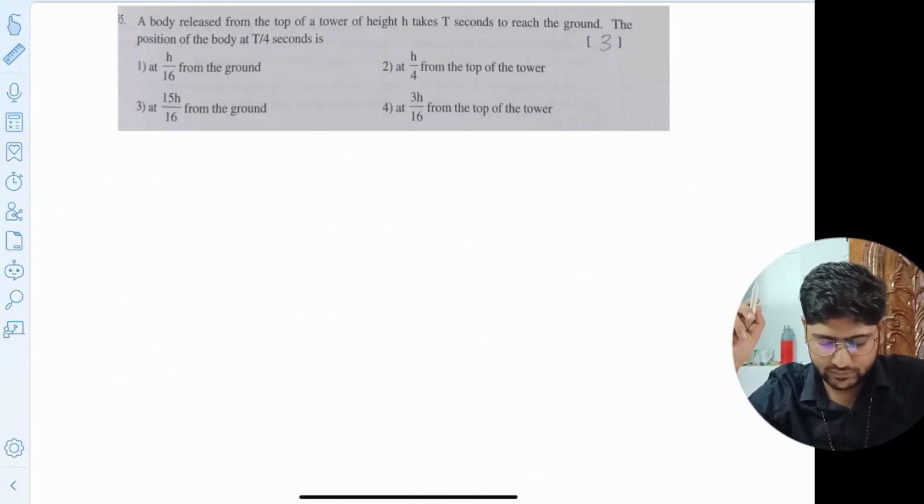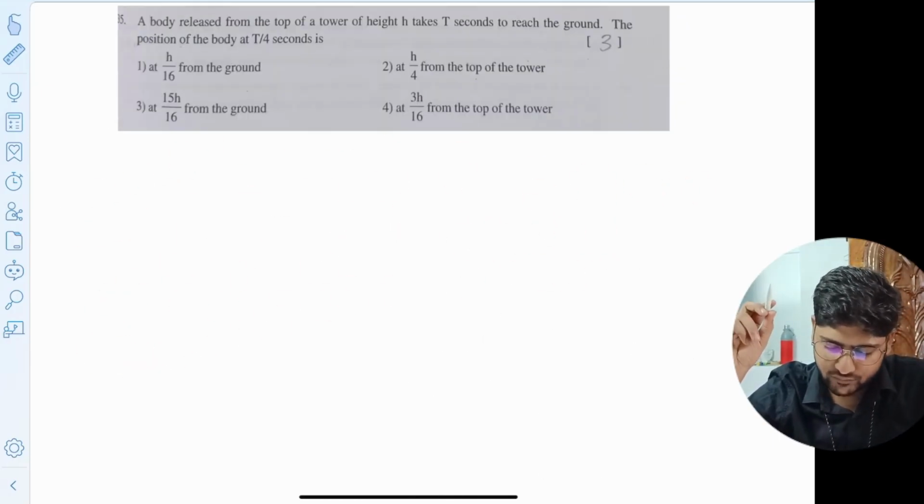Question number 35. A body released from the top of a tower of height h takes time capital T seconds to reach the ground. The position of the body at T by 4 seconds is? Okay, we have to calculate the position at time T by 4. So suppose it is released from the top of the tower.